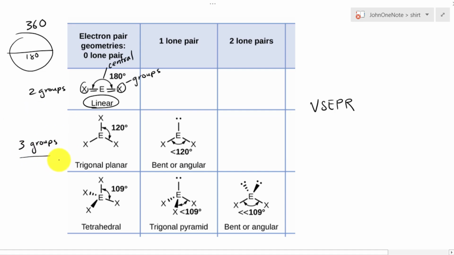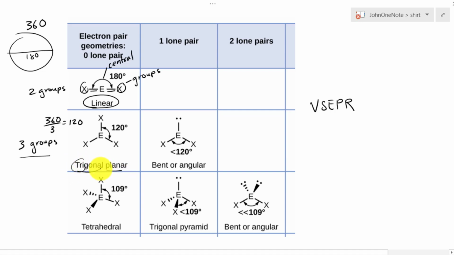Then we look at the central atom with 3 groups surrounding it. Notice again, it is groups, okay? So one of these could have a double bond as well. And when it has these 3 groups, look at this. We take 360 divided by 3, that will give us 120. So each of the angles is 120 degrees. And the name for this is trigonal planar. Think of tri as in 3.